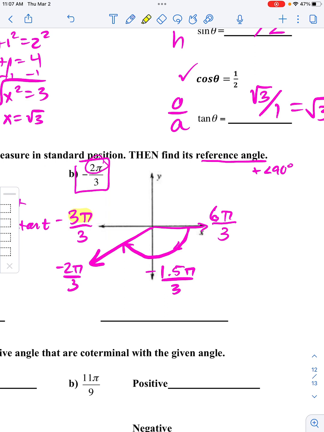But now the question is, which end am I closer to? Well, I'm obviously closer to this end of the x-axis than over at the 6 pi side. So that means this is my fastest way there. Well, if you are at 2 pi and you're trying to get to 3 pi, you are only 1 pi away. So that is my reference angle for that one.